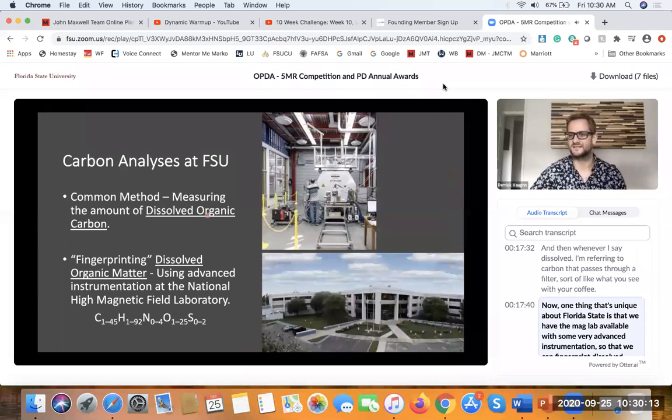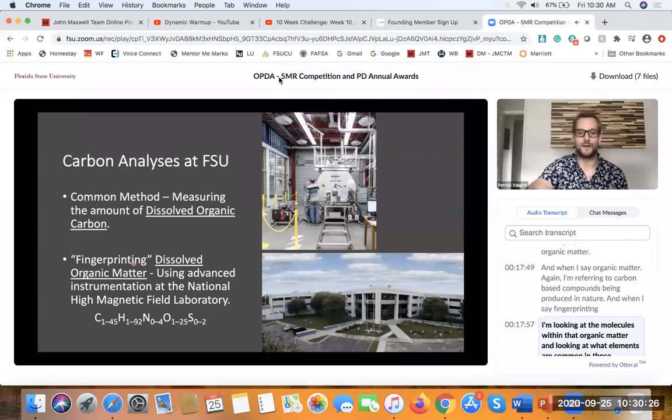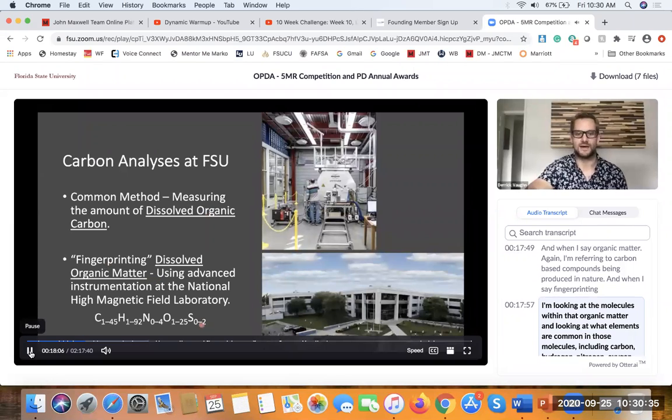Now, one thing that's unique about Florida State is that we have the MagLab available with some very advanced instrumentation so that we can fingerprint dissolved organic matter. And when I say organic matter, again, I'm kind of referring to carbon-based compounds being produced in nature. And when I say fingerprinting, I'm looking at the molecules within that organic matter and looking at what elements are common in those molecules, including carbon, hydrogen, nitrogen, oxygen, and sulfur.